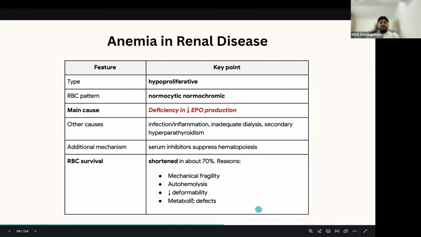However, you need to understand that the survival of these red blood cells is going to be shortened. Why? Because now they're going to be more mechanically fragile. So any bumps, any kind of stress they're put under, they're just going to die. They can have autohemolysis, decreased deformability, and they can even have some sort of metabolic defects. So the takeaway is that if you're having anemia due to a renal disease, you just need to pick up that it's deficiency in EPO production.